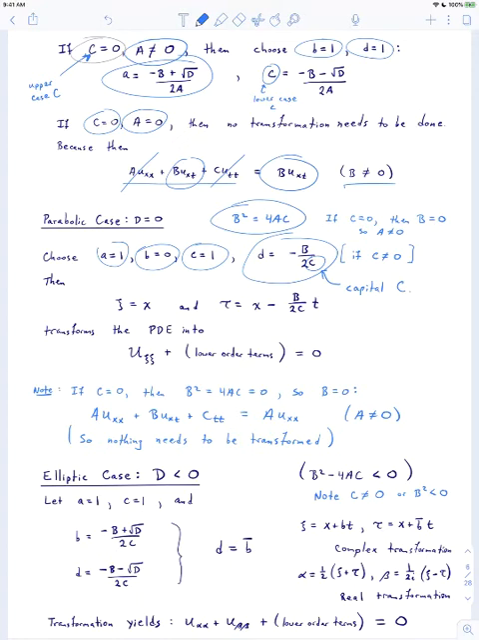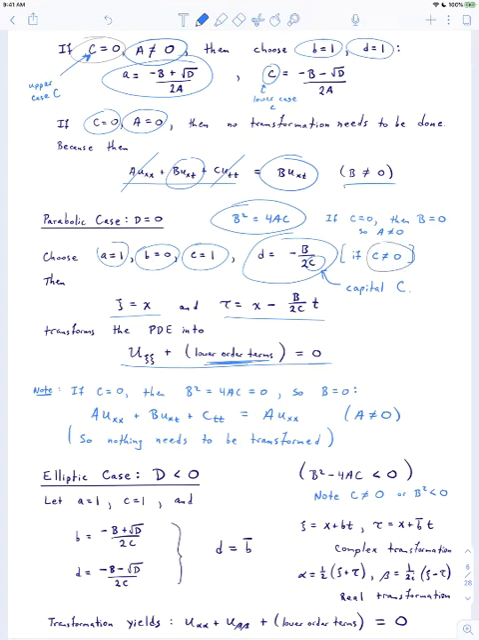In this case, the transformation that you end up with is xi is equal to x and tau is equal to x minus b over 2c times t. This transforms the PDE into this form that you see here. So notice that we have only one second order derivative. It's u with respect to xi twice, and then we have some lower order terms equal to 0. So this is the canonical form for the parabolic case. Now that was under the assumption that capital C was not equal to 0.